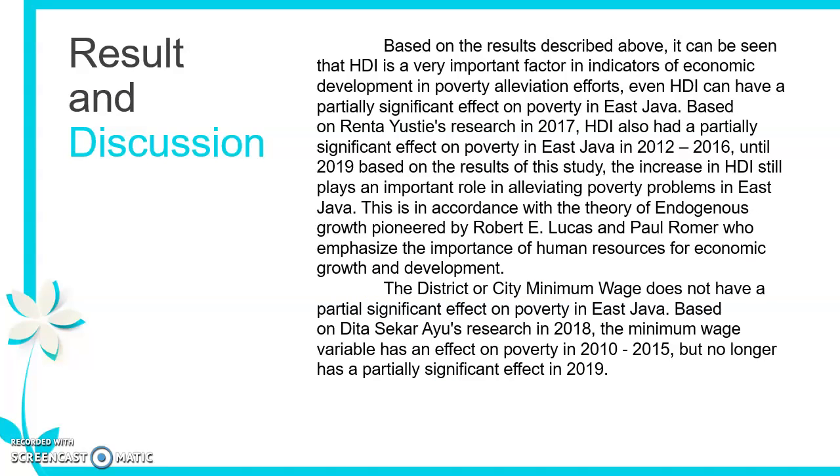Based on the result described above, it can be seen that Human Development Index is a very important factor in indicators of economic development in poverty alleviation efforts. Human Development Index can have a partially significant effect on poverty in East Java based on Renta Justice research in 2017. Human Development Index also had a partially significant effect on poverty in East Java in 2011 until 2016. Until 2019, based on the result of this study, the increase in Human Development Index still plays an important role in alleviating poverty problem in East Java.